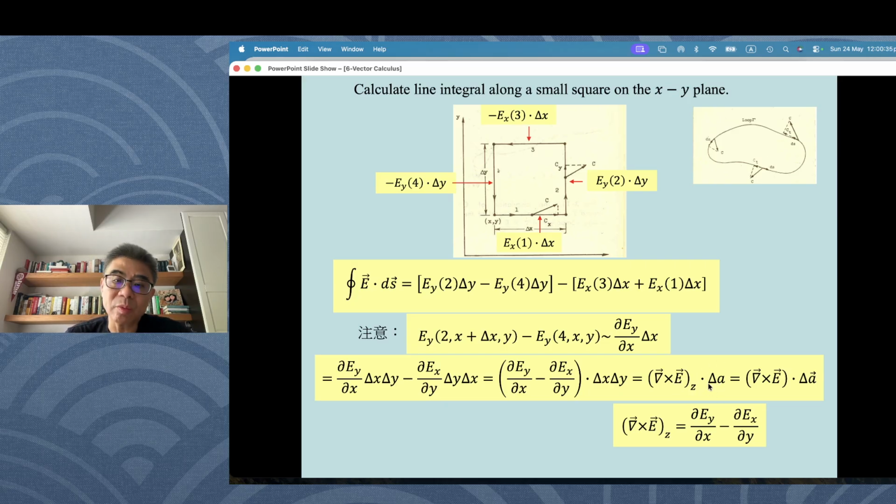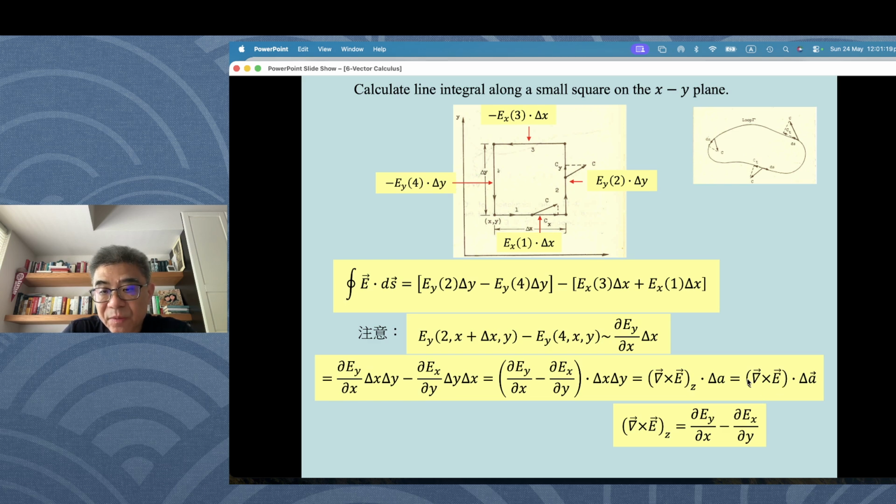Remember, for this area, if we follow the same convention, we give the area a direction normal to it. In this case, this area of square lies on the xy plane, so the direction normal to it is the z direction. Okay, so this expression just equals the curl of E as a vector, taking the inner product with delta A vector. Let me emphasize again, delta A is along the z direction. So when you take an inner product with curl E, it picks out the z component of curl E.